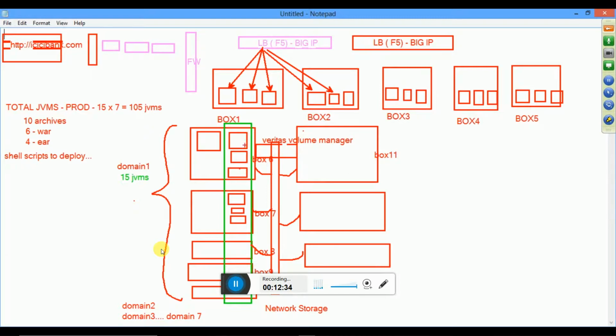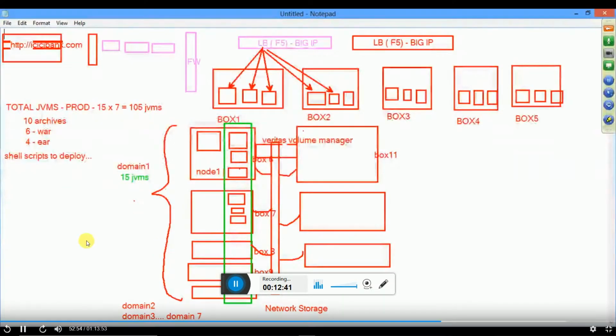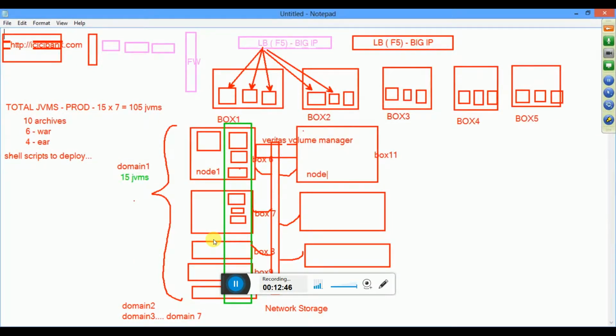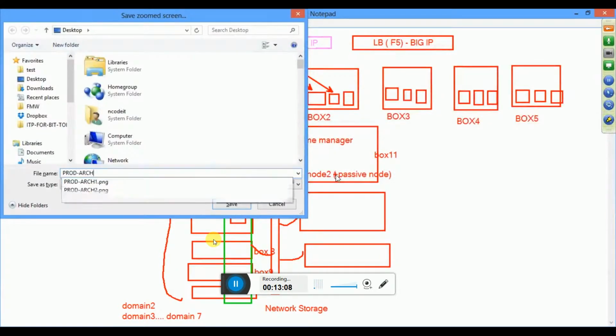Now Veritas cluster is a software. So you have Veritas software here and Veritas software here. This is called node 1 of Veritas, this is node 2 of Veritas. Node 2 is called the passive node. Node 1 is called the active node, meaning that's where the processes are running. As long as node 1 is available, node 2 is pretty much empty. It's not doing anything at all. There is no work for node 2.